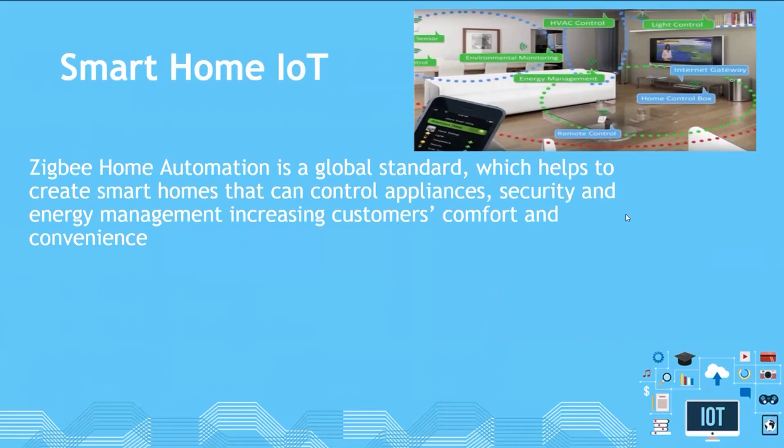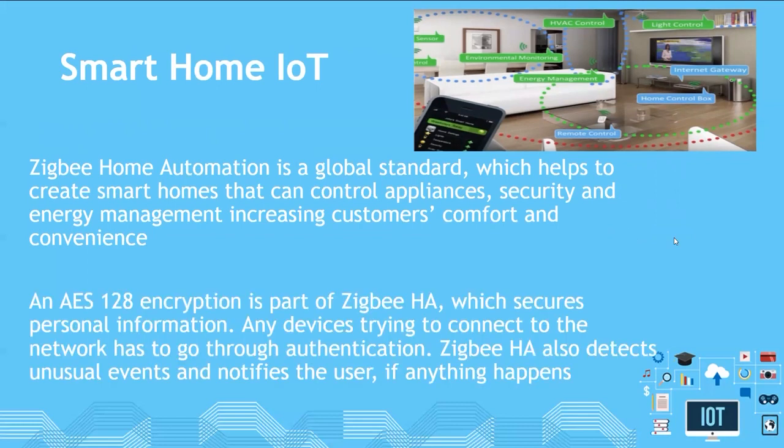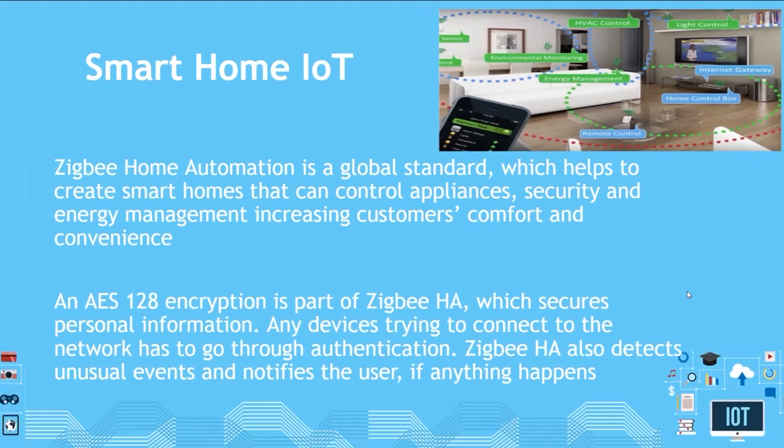ZigBee Home Automation is a global standard which helps to create smart homes that can control appliances, security, and energy management, increasing customers' comfort and convenience. And AES 128 encryption is a part of ZigBee Home Automation, which secures personal information, and any devices trying to connect to the network have to go through authentication. And ZigBee Home Automation also detects unusual events and notifies the user if anything bad happens.